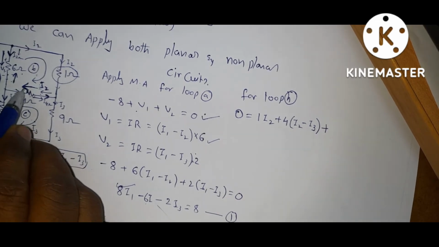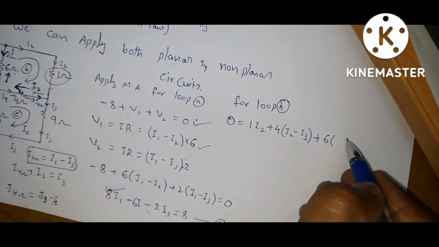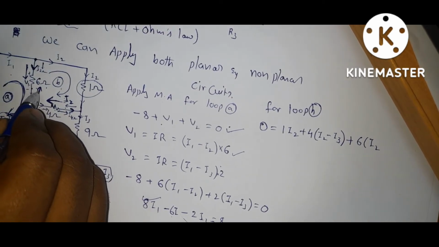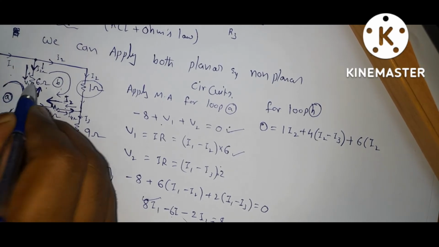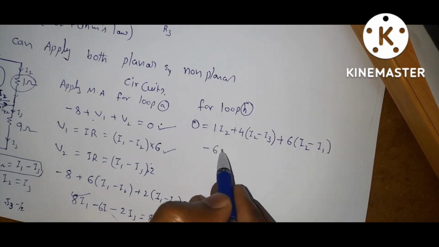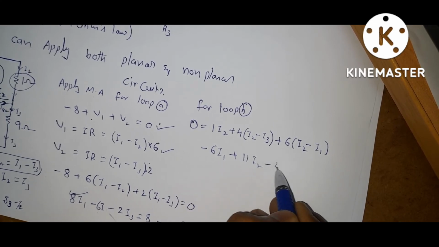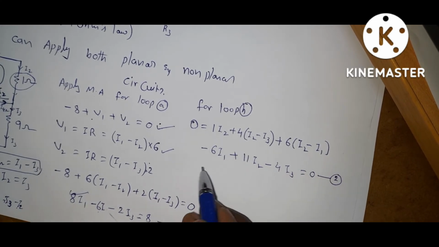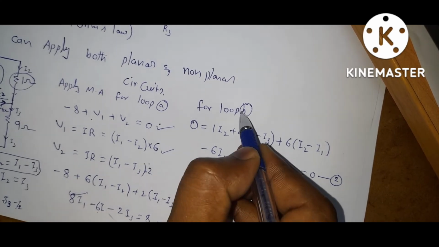Next one, what is the next element? 6 plus 6 into, so first consider this current. What is current? I2 minus, what is another current? So this current is going upwards, this current is coming downwards, so both are in opposite direction, so it is minus I1. Now what is the equation? Minus 6 I1 plus 11 I2 minus 4 I3 is equal to 0. This is equation 2. Loop B is completed now.